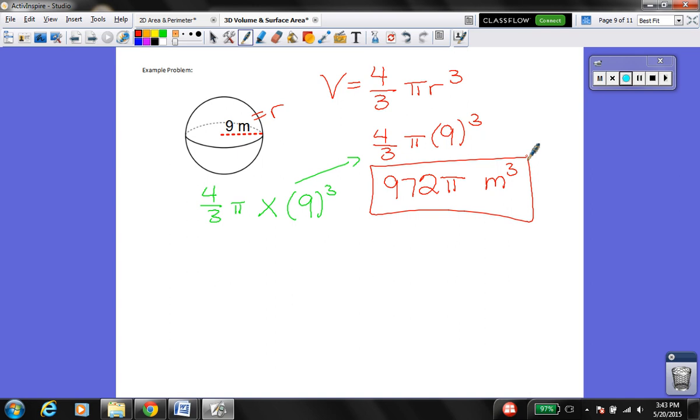Now let's do surface area. Surface area is equal to 4 times pi r squared. Again, we said r was 9. 4 pi times 9 squared. 9 squared is 81. 81 times 4 gives me 324 pi. And in this case, we can actually see the surface area is less than the volume.